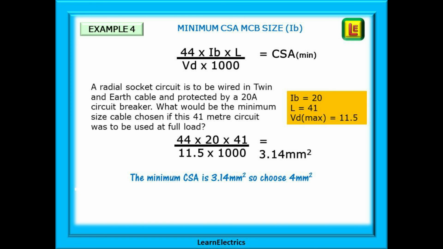The amps or IB is the same as the circuit breaker, 20 amps. The length is 41 meters and the maximum permitted volts drop is 11.5 volts for non-lighting circuits. The calculation shows the minimum size cable to be 3.14mm and we should choose the nearest standard size of 4mm.